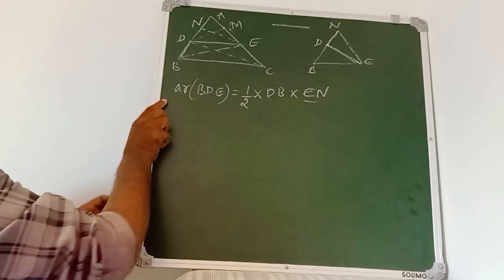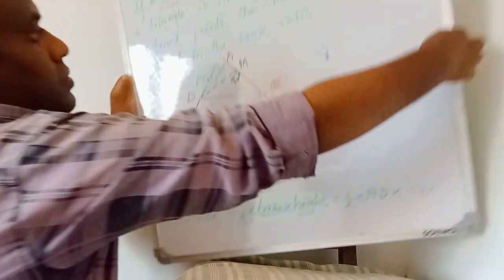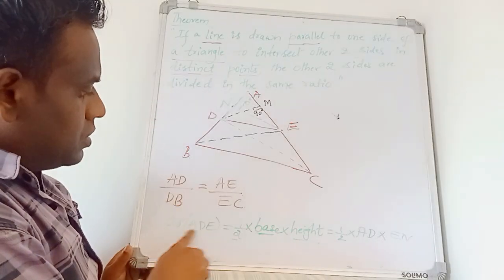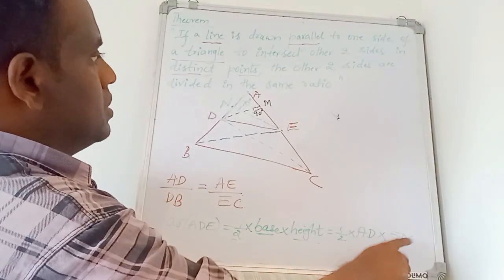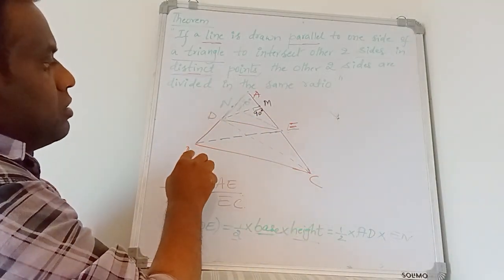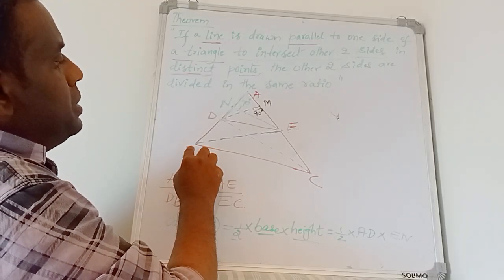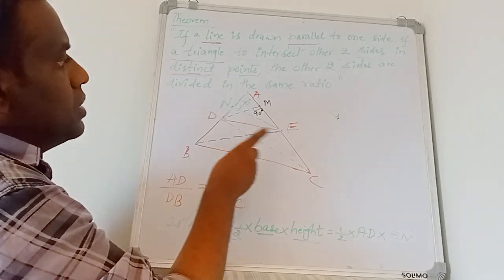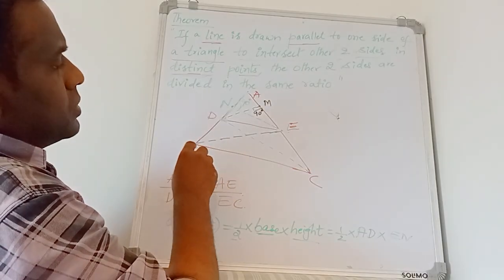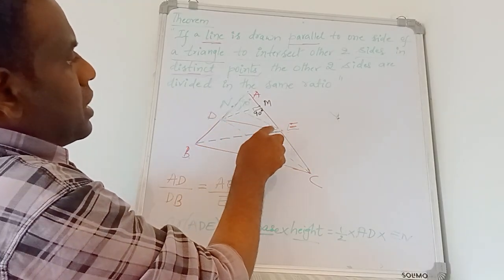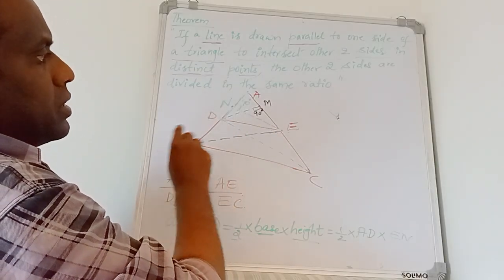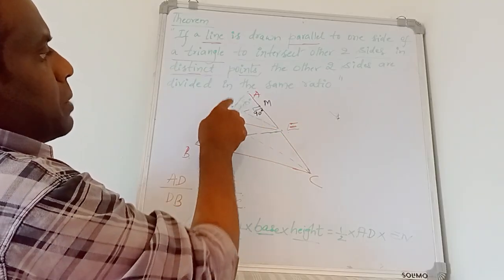I will show this side once again. See, for this triangle BDE, height is EN. Why is height EN? It's a perpendicular line. If you consider this triangle BDE, for height we have to consider a perpendicular line, right? So this is not a perpendicular line. This is also not perpendicular. It is bent. This is also not perpendicular. But this EN is perpendicular.